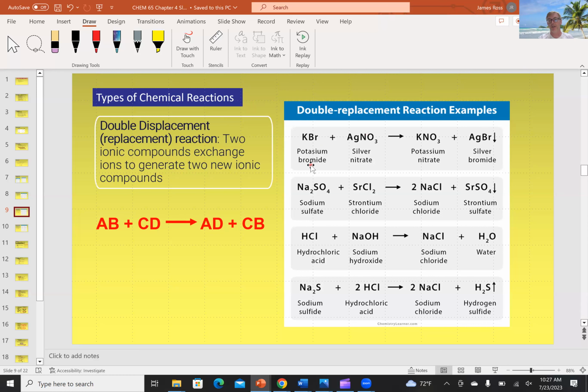Examples are given in the gray box. So we can have potassium bromide and silver nitrate. The potassium takes nitrate to make potassium nitrate. The silver takes bromide to make silver bromide. Here, the arrow just means a precipitate is formed, but more about that in a few minutes. Again, sodium sulfate, the sodium takes chloride to make sodium chloride. The strontium takes sulfate to make strontium sulfate. And the other two examples can be followed in a similar manner.